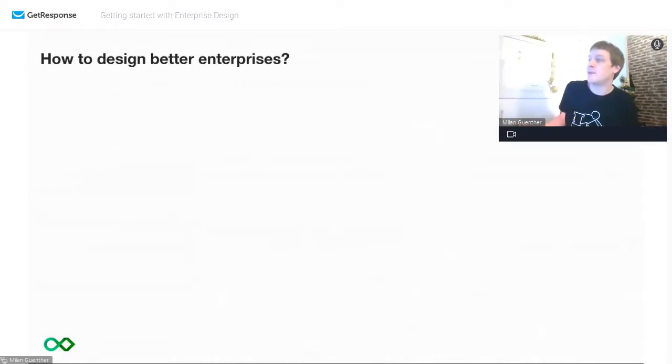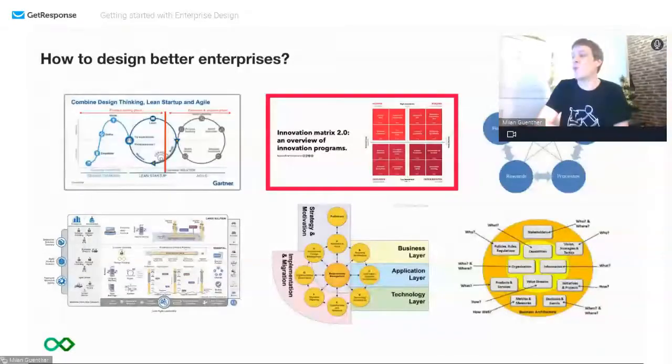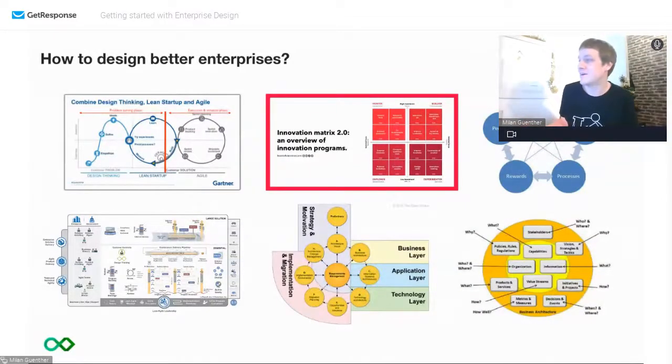So how to actually design better enterprises? There are many, many ways to do so. Here are just a few, right? So again, Gartner saying, okay, you might try to integrate design thinking with lean startup and agile. We have agile at scale. That is mostly about delivering big IT and software at scale. We have the innovation matrix by the Board of Innovation, where you have a very different approach, but to a very similar challenge. So how do we make change happen at scale? And you could have an internal incubator.